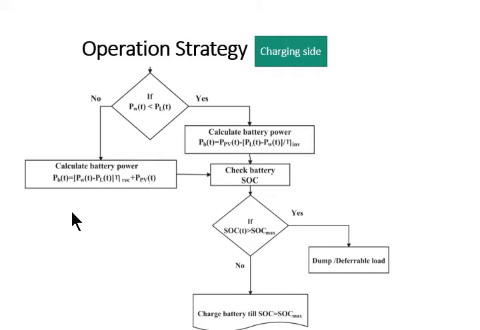PV power will be directly added to this PB because it's DC. It should not be multiplied by this rectifier efficiency. So the extra power is multiplied by rectifier efficiency, inverter efficiency, then rectifier efficiency, then adding the PV power, and then it will go directly to the battery.